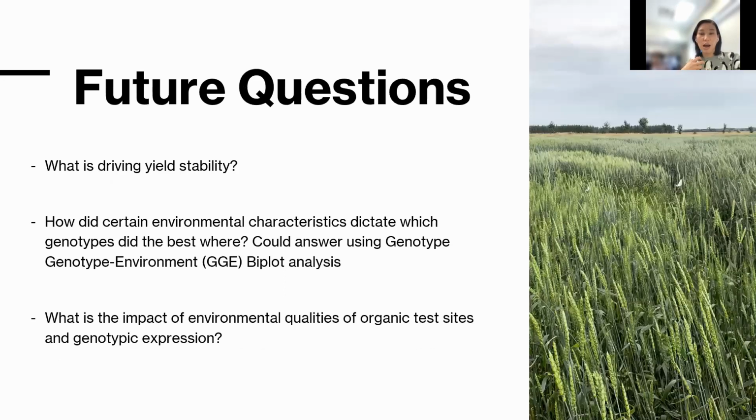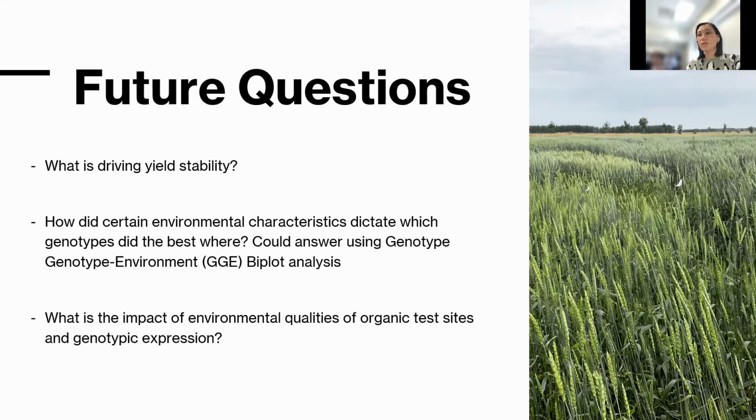Some of the questions that I can think of out of this experiment is, what is driving yield stability? I would have loved to have taken a lot more measurements across the different environments, like biomass at different times, or numbers of seeds per spike, and different physiological measurements, but I wasn't able to do that. But I am trying to input some of this data into different regression models to see if there is something that we can pull out of what was really driving that yield stability and performance.